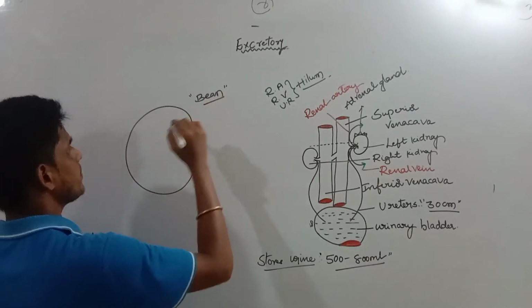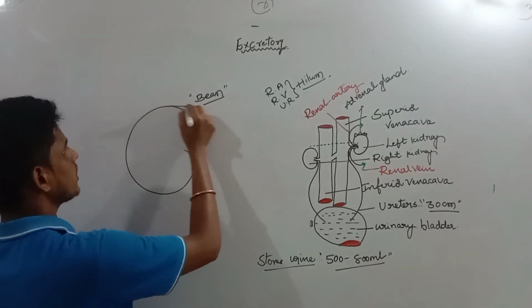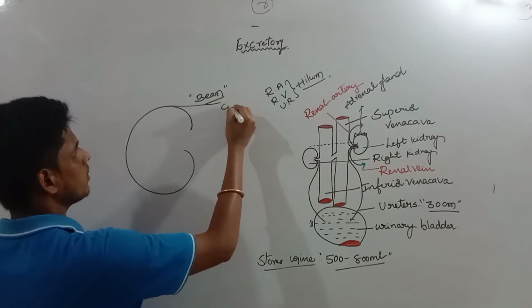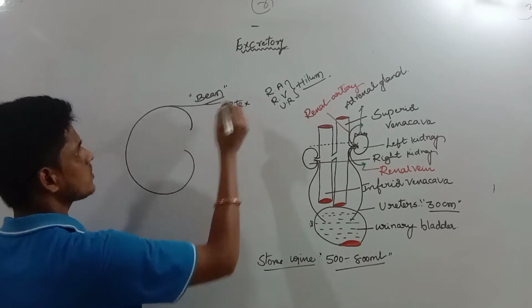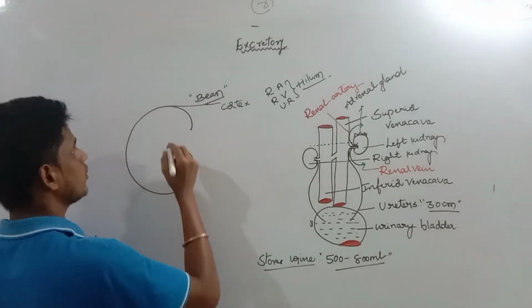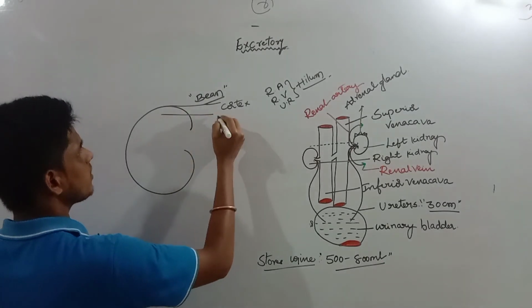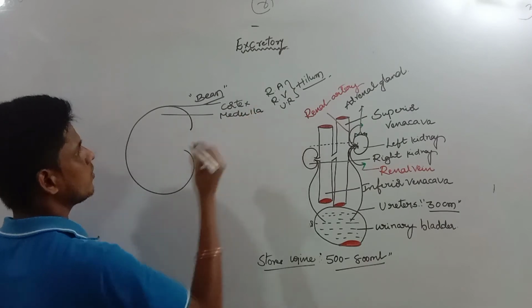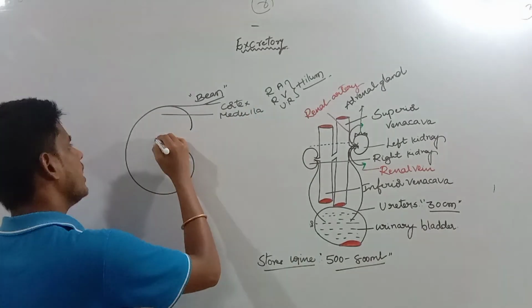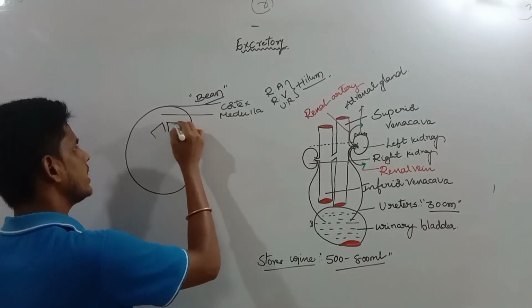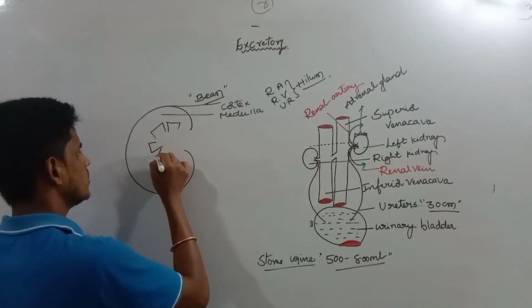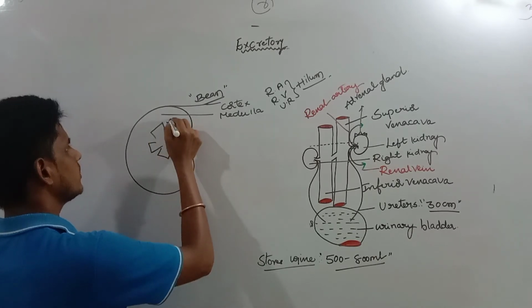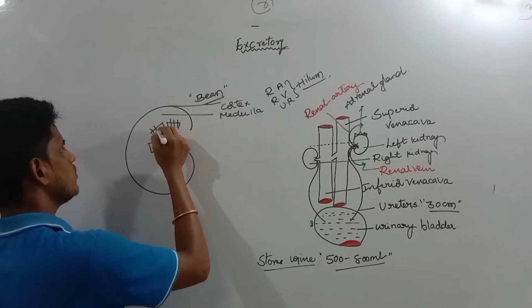The kidney is in the shape of a bean. The outer region of the kidney is called the cortex, and the inner region of the kidney is called the medulla. It has column-like structures which are supplied with the uriniferous tubules.